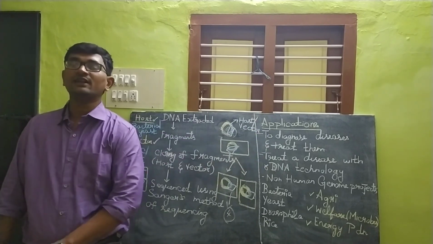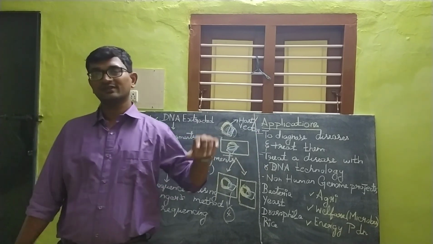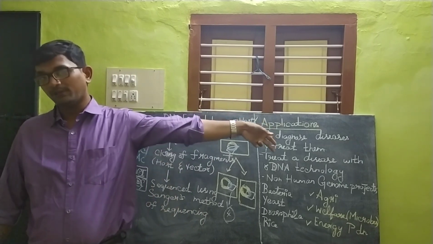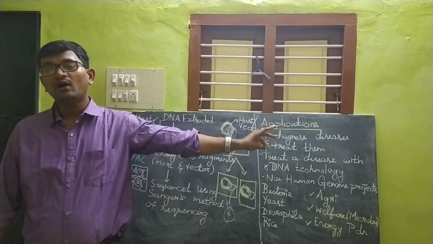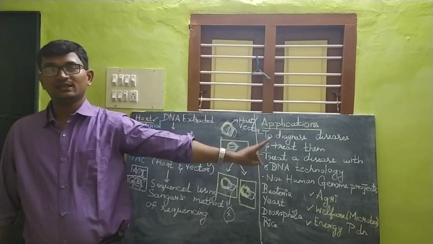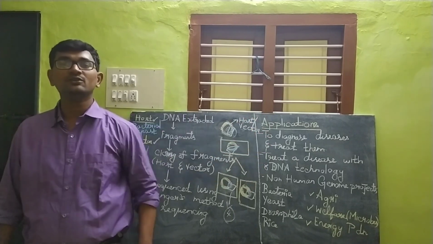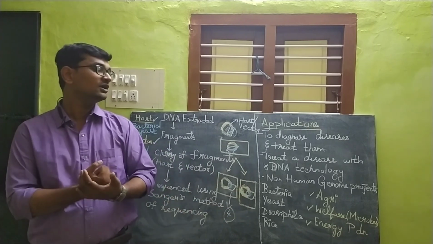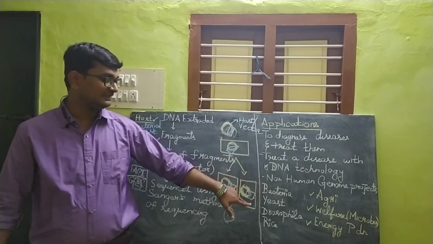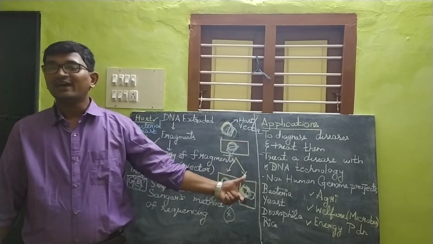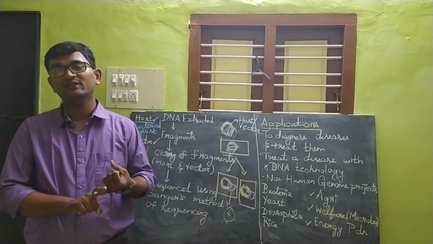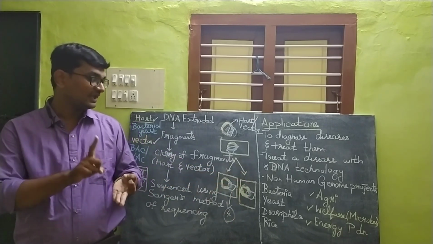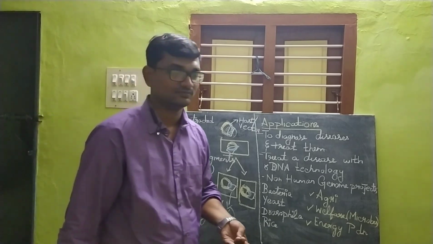So what are the different applications of the Human Genome Project? To treat a disease with a particular Human Genome Project, or to go with the RNA technology. And what are the different non-human organisms, other than human beings, which are using this project? Bacteria, yeast, Drosophila and rice. These are being used in the fields of agriculture, human welfare and energy production.